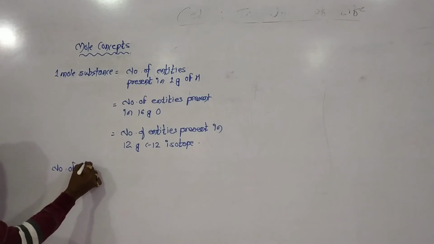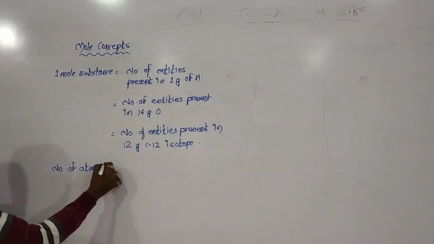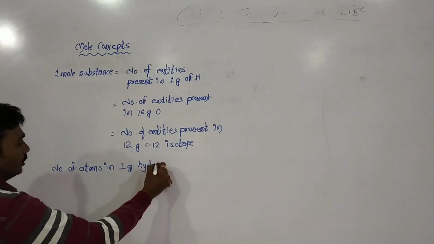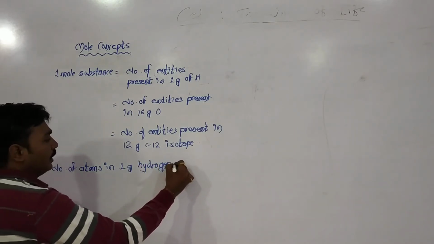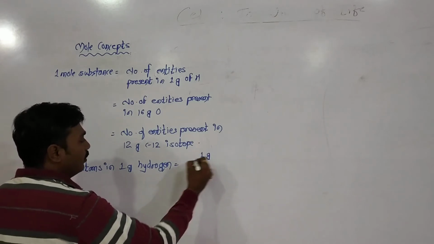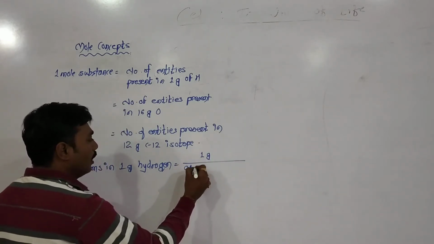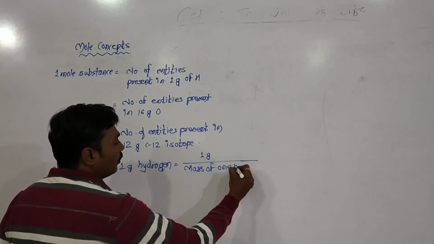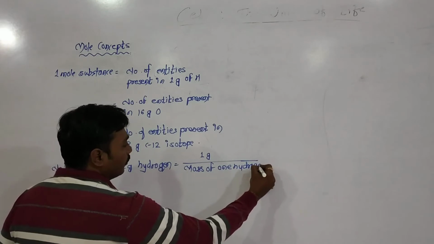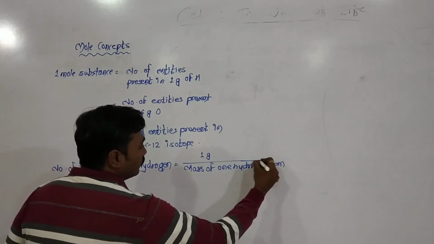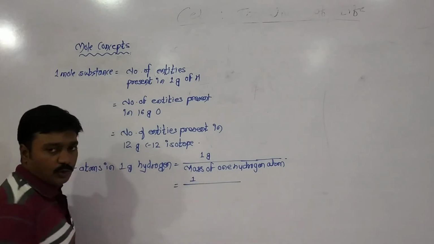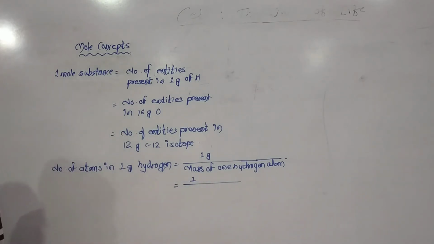Number of atoms in 1 gram hydrogen. 1 gram hydrogen is equal to 1 gram upon mass of 1 hydrogen atom. 1 upon mass of 1 hydrogen atom. 1 hydrogen atom contains only 1 proton. Mass of electron is negligible.